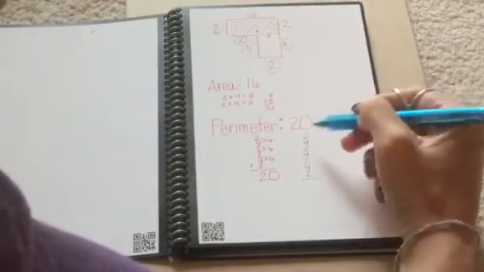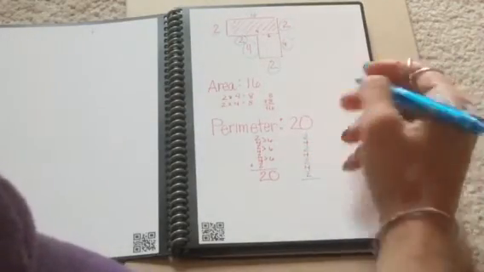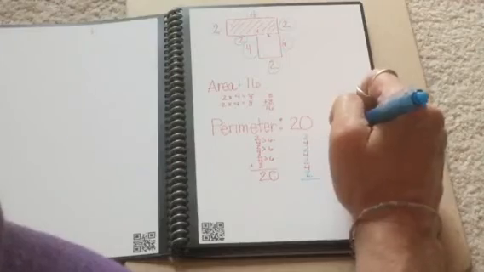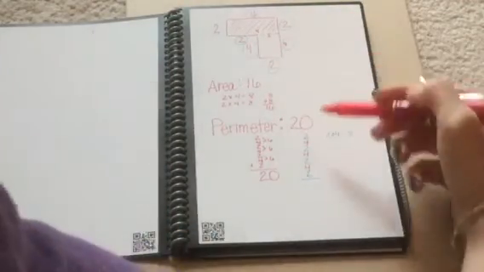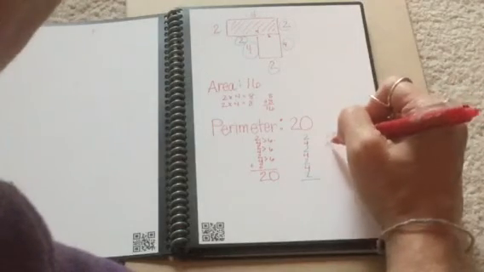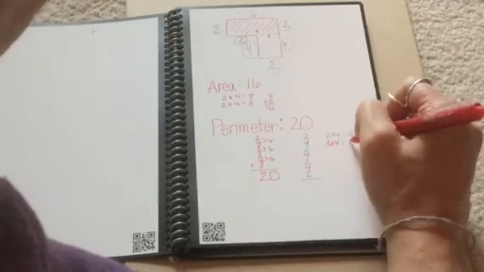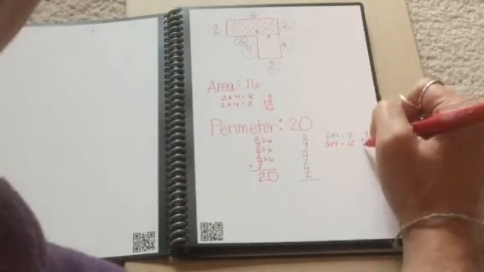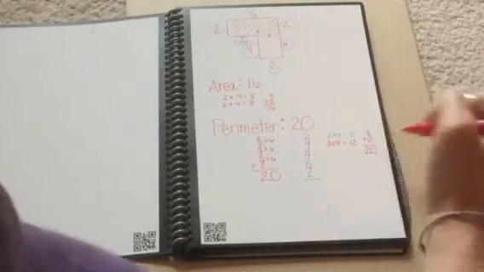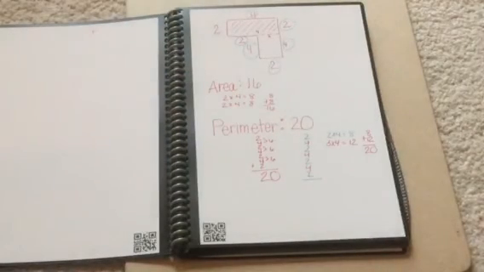Well, when I look at it this way, I have 1, 2, 3, 4 2's. So 2 times 4 equals 8. And then I have 3 4's. So I know 3 times 4 equals 12. And I know that 8 plus 12 equals 20. It's just another way to look at it. But this is how you complete area and perimeter of irregular shapes.